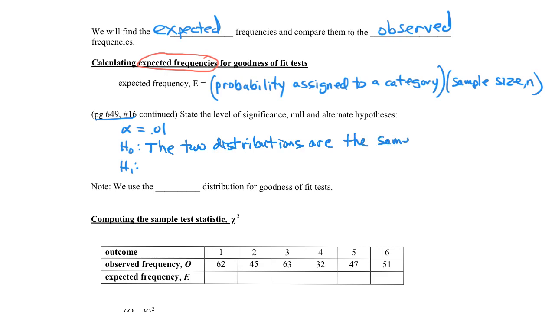So if you remember in 10.1, we assumed the two variables are independent. In 10.2, when we do the goodness of fit test, we assume the two distributions are the same. So in this problem, that means the die is fair. I'm just going to put this, really we want to know if the die is fair. And if the two distributions are the same, the die will be fair. And then the alternate hypothesis, of course, is going to be the two distributions are not the same.